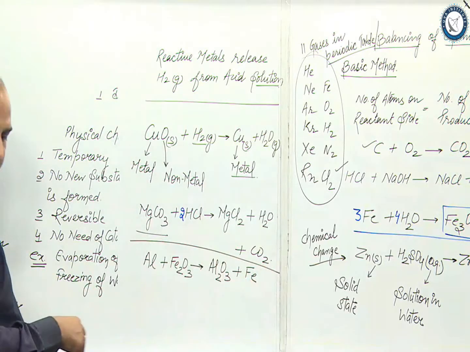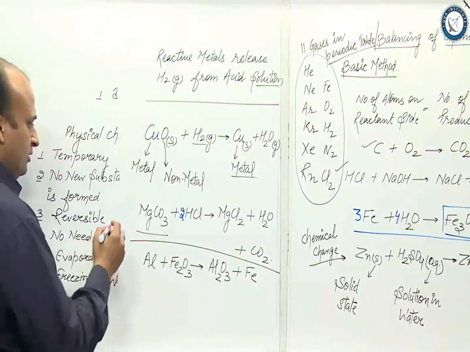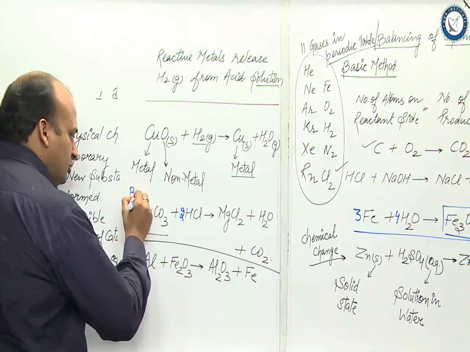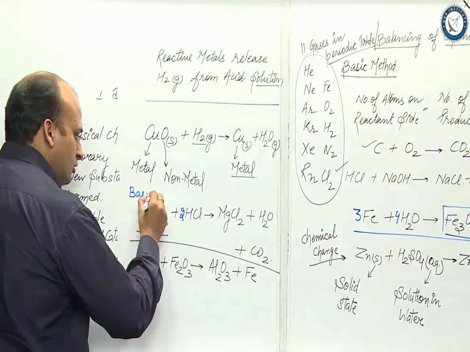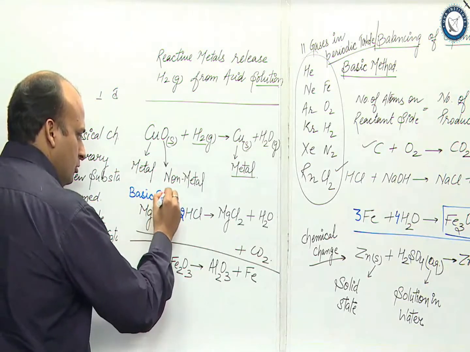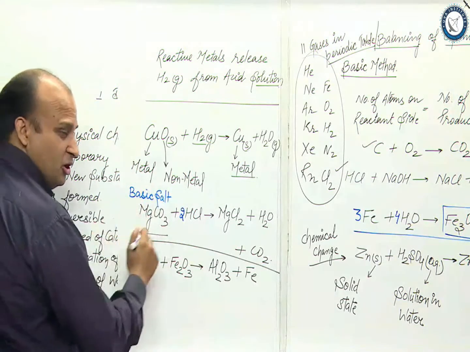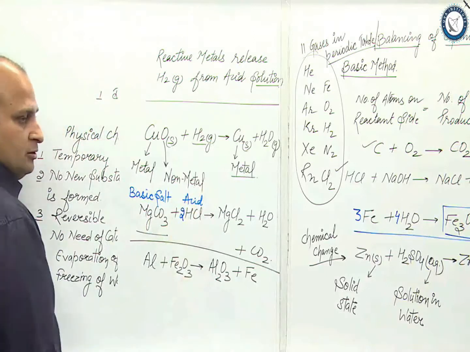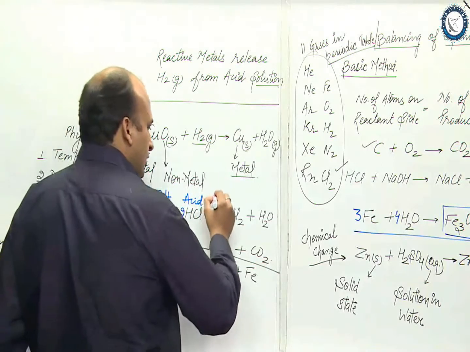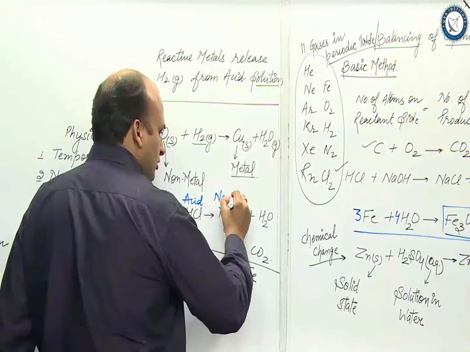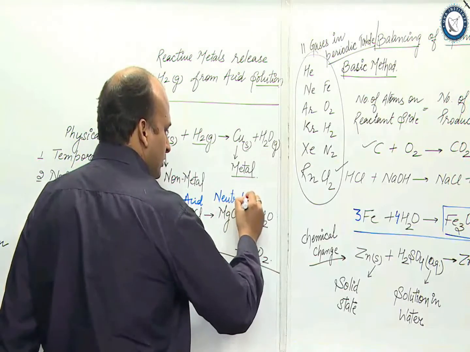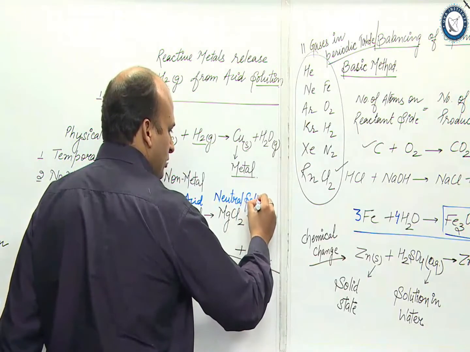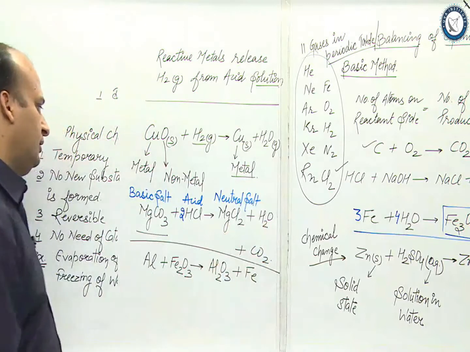अच्छा. What is happening over here? ध्यान से देखिए. This MgCO3 is a basic salt. A basic salt is reacting with an acid, fine, to give a neutral salt. Salts can also be acidic, basic or neutral, to give water and carbon dioxide.